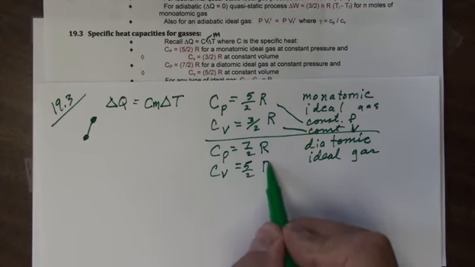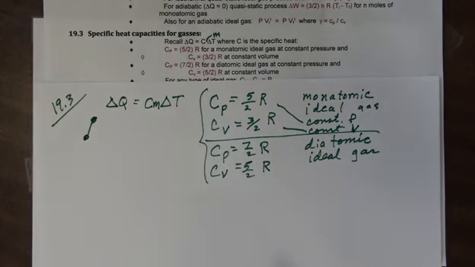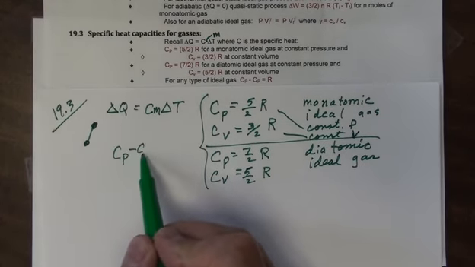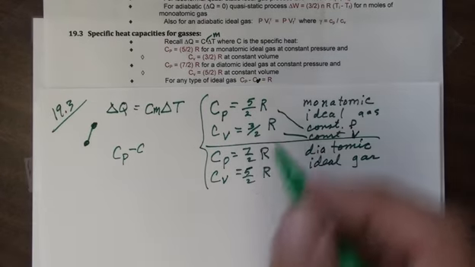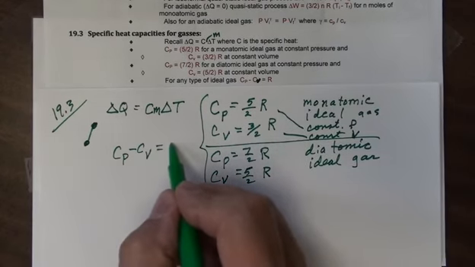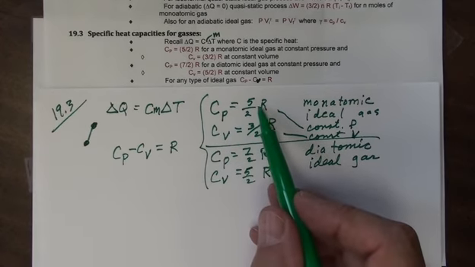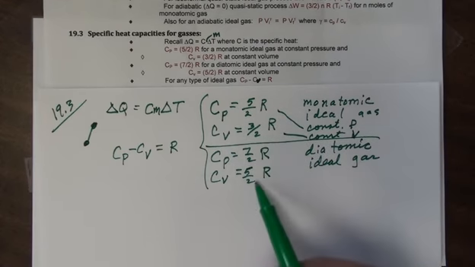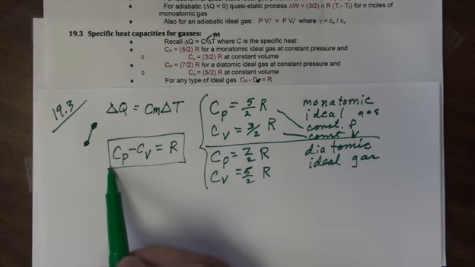5/2 R. And you'll notice a common thread in all of these, and that is the fact that Cp minus Cv is equal to R. It is exactly 1 unit of R greater for the constant pressure than for the constant volume, both if it's monatomic and if it's diatomic. And so this equation obtains.